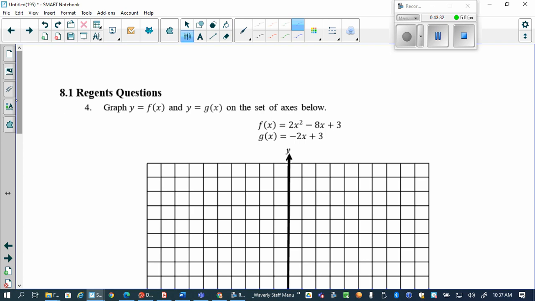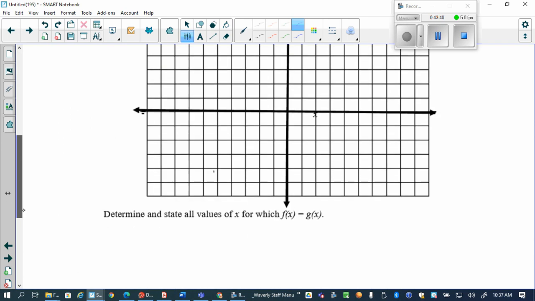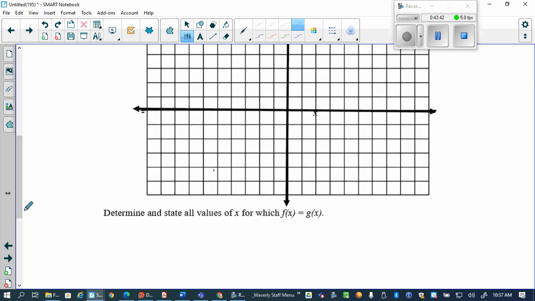We could graph that one, or you might want a straight edge for that one. I don't know, that'd be handy. But what's the follow-up question? Determine the values of x where f of x equals g of x. Now when we graph both of these, where do we find where they're equal to each other, if they're both graphed? Their intersection. Yeah, it's where they cross, the intersection, right?